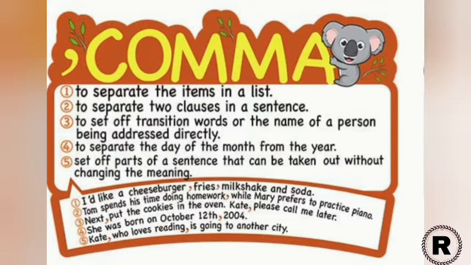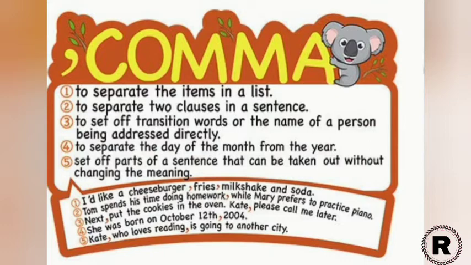Next usage of the comma is to separate the day of the month from the year. She was born on October 12th, 2004. So in this way, the day of the month is separated from the year with the help of a comma. Next is to set off parts of a sentence that can be taken out without changing the meaning. So these are the uses of the comma.